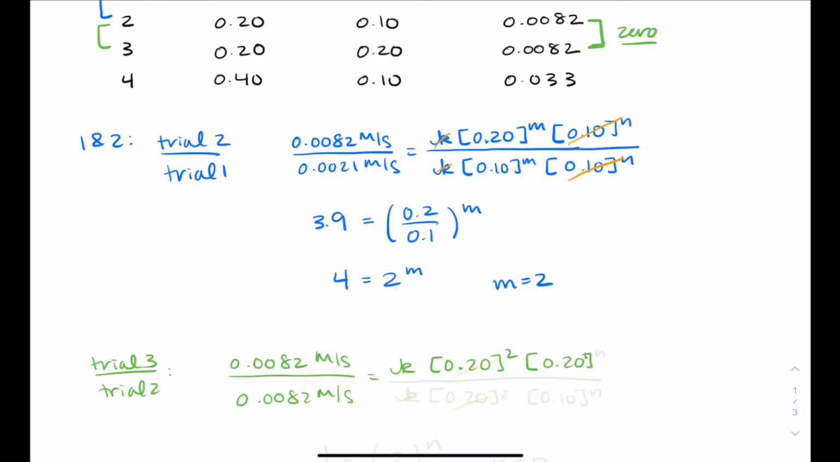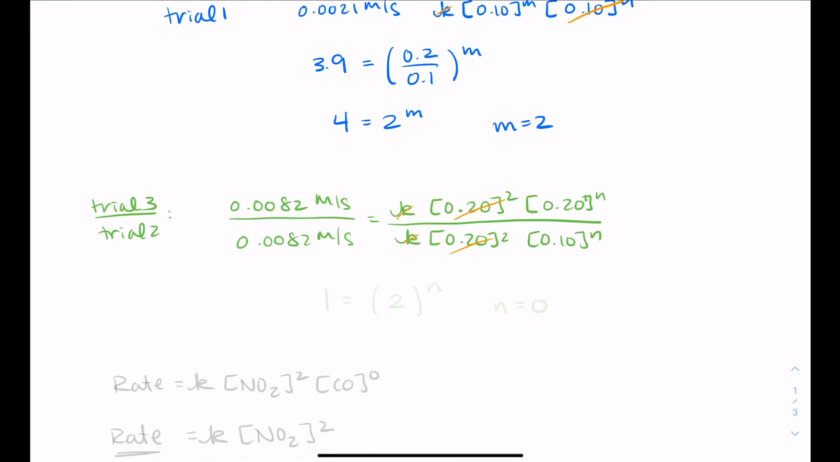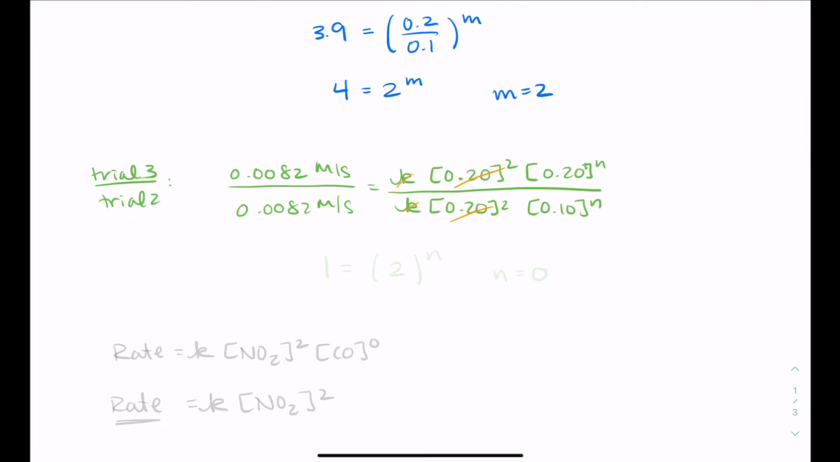However, we can also set this up mathematically. If we do trial 3 over trial 2, I have the rate, K times 0.2 to the second power (or we could write M, but we know it's a 2 because we already solved for it) times 0.2 to the n power, and then trial 2 on the bottom, rate, K times 0.2 to the second power and 0.1 to the n power. So canceling K and canceling 0.2 squared, my rates are the same.